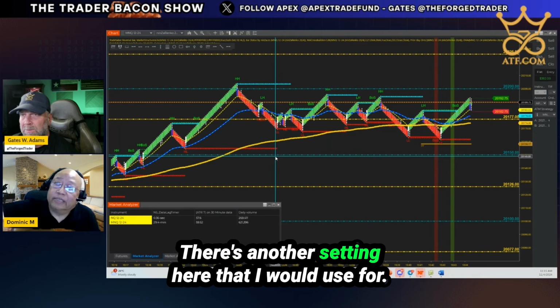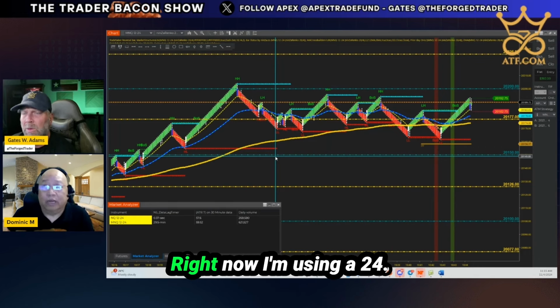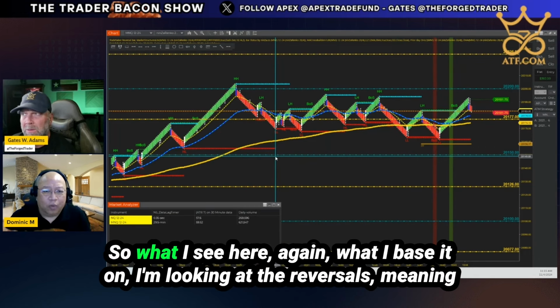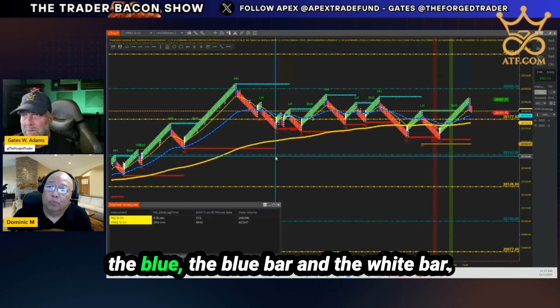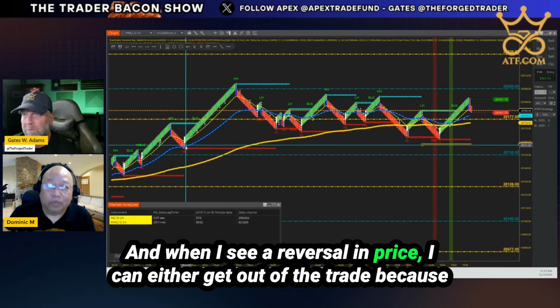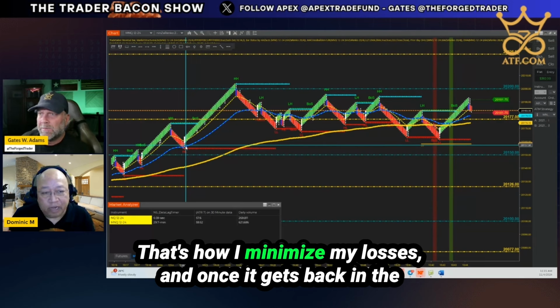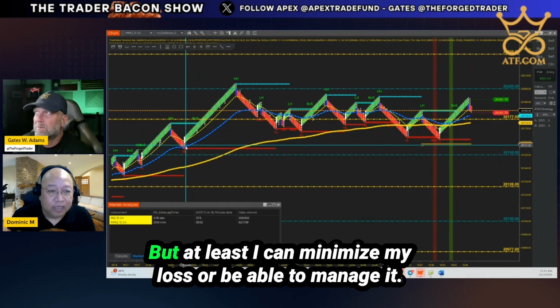There's another setting here that I would use for MNQ or NQ, which would be 11.4. Right now I'm using a 24. What I base it on is I'm looking at the reversals, meaning the blue bar and the white bar. When I see a reversal in price, I can get out of the trade because I know it's mostly going to go against where I'm going, and just close it out. That's how I minimize my losses. Once it gets back on track, then I enter again. But at least I can minimize my loss or be able to manage it.